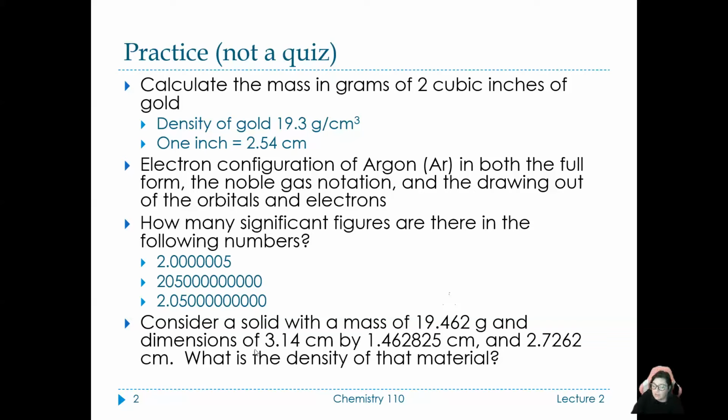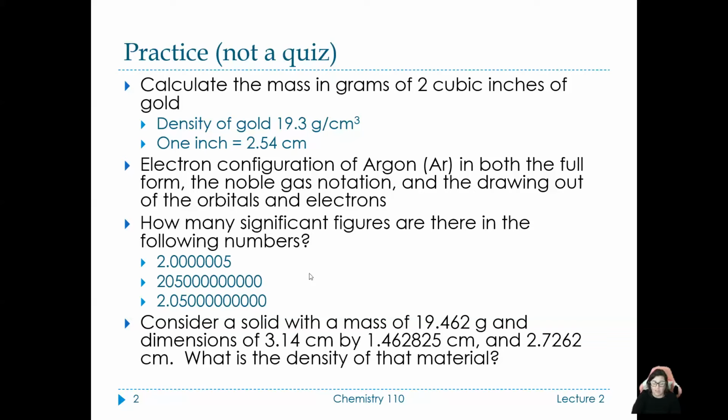So 1s has 2 electrons, 2s has 2 electrons. Remember, 1 spin up, 1 spin down. We then have 2p with 1, 2, 3, 4, 5, 6. And yes, I did draw them that way because that's how they fill the orbitals. They don't pair unless they have to.